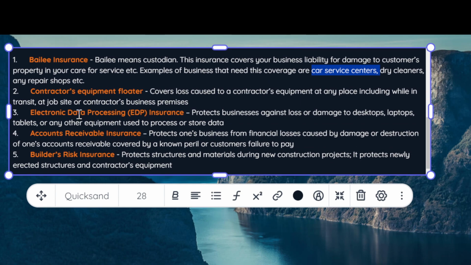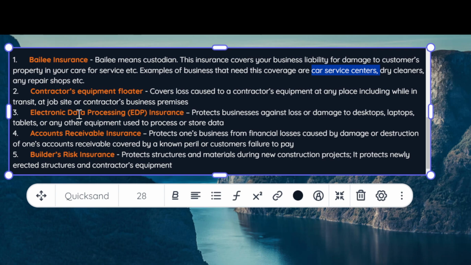The third important type is electronic data processing insurance. In today's world, all of us know that data is the most important. Data is the new oil, as we say, right? So any property like desktop, laptop, tablets, mobile, which contains data, for storage or for processing, and if anything happens to these types of properties, you can cover them if you own an electronic data processing insurance, which is another type of inland marine insurance.